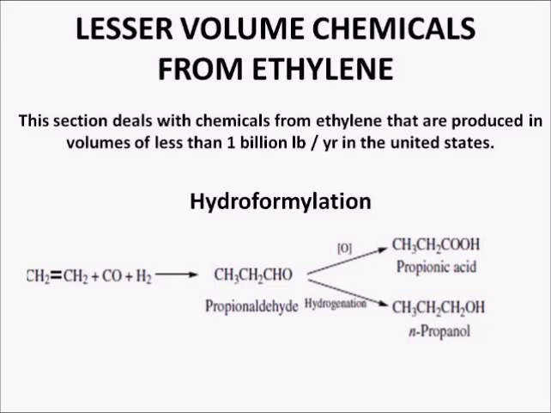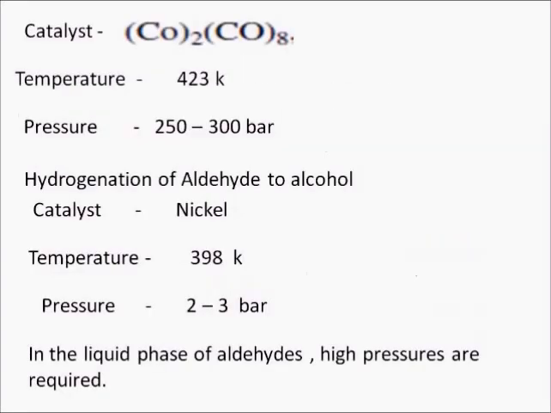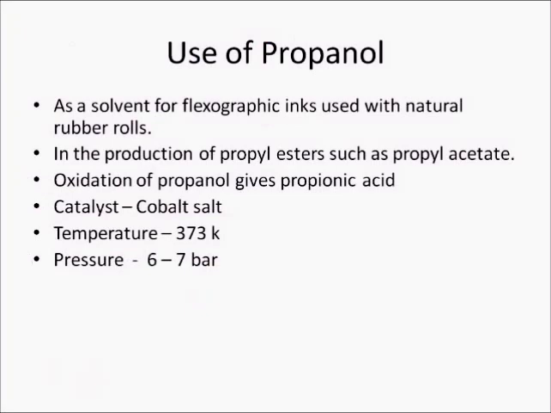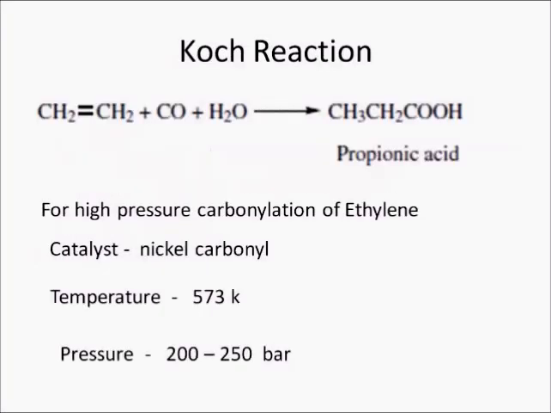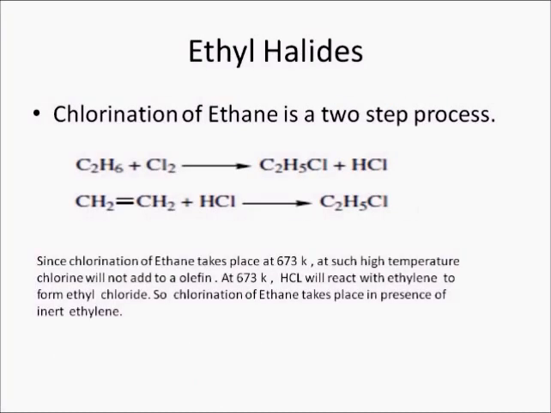Two of these are propionic acid and propanol, which are produced by hydroformylation of ethylene. The various conditions and catalyst required for hydroformylation are described. Propanol is used as a solvent in inks, production of esters, acids under specific conditions. Cook reaction for formation of propionic acid from ethylene by carbonylation has been described. Presence of ethylene is necessary for chlorination of ethane.